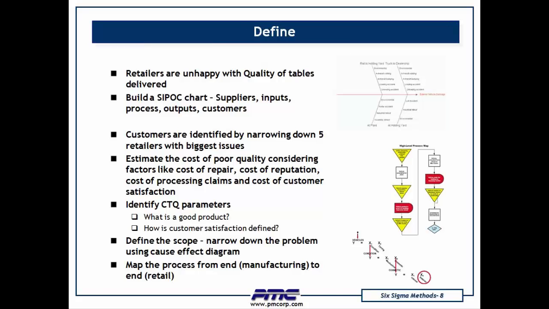Then we define the scope, narrow down the problem using the cause and effect diagram. And again, for those of you who might not know this, the cause and effect diagram, which is also known as an Ishikawa or a fishbone diagram, is used to systematically analyze the root cause of the problems. You might also know the 5 why technique, right? So cause and effect also allows us to identify the root cause.